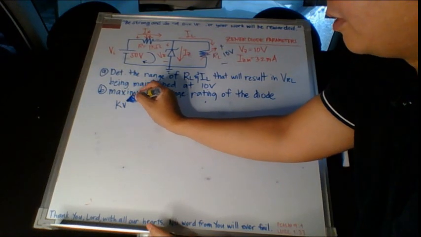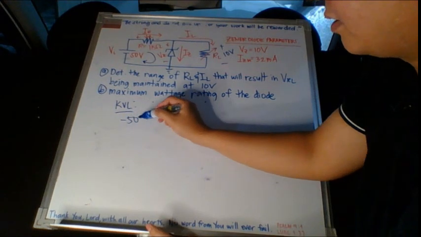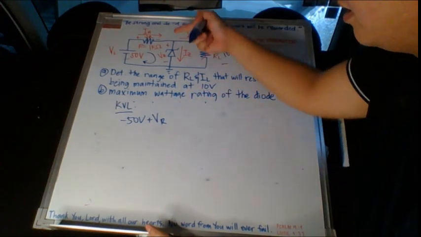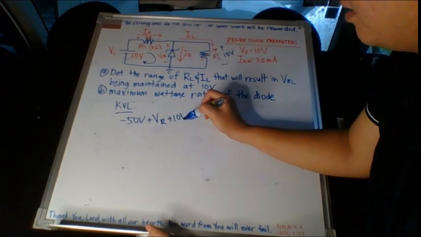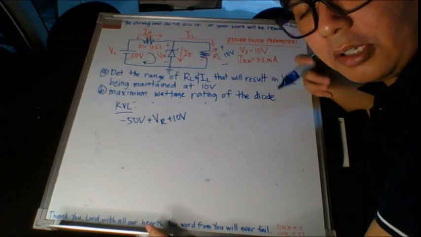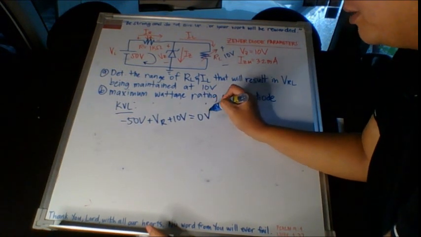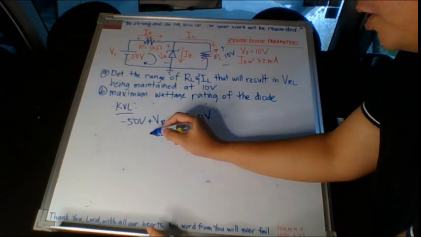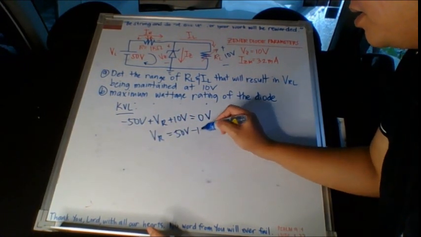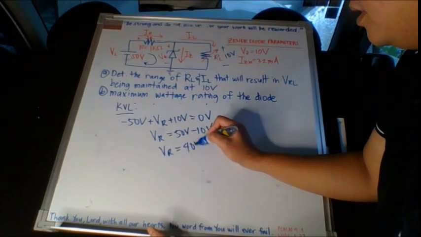KVL, we have minus 50 volts plus V sub R plus 10 volts, which is the value of the nominal Zener voltage dahil nga naka-on na siya. So we're assuming na naka-on na siya. Alright? Equals 0 volt. Rearranging our equation, we have V sub R equals 50 volts minus 10 volts. V sub R is equal to 40 volts.